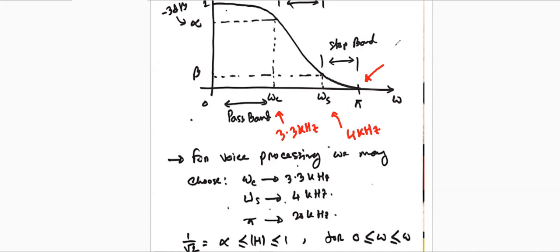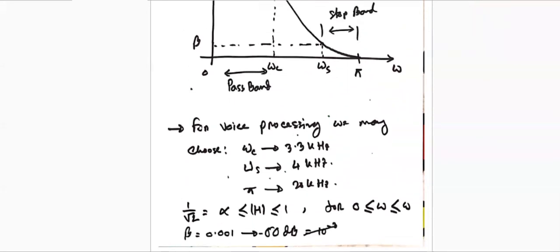What does it mean here? I would like to represent this pi. Of course, this is omega, which represents 2 pi f divided by fs, where this f can be 20 kilohertz. What does it mean by this statement? The pi can be represented at the 20 kilohertz point.